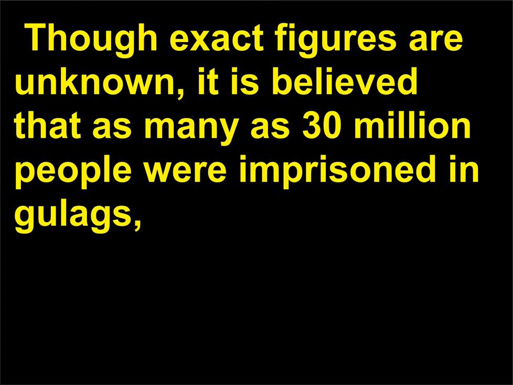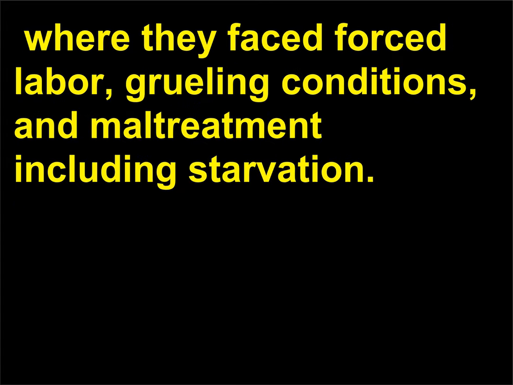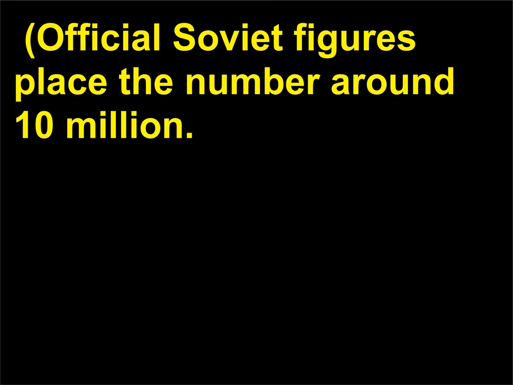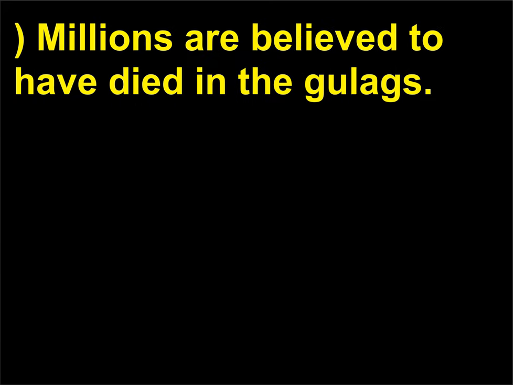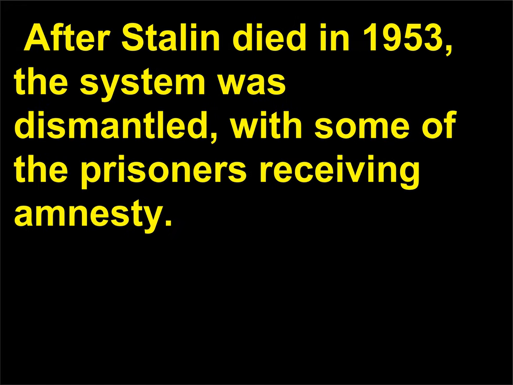Though exact figures are unknown, it is believed that as many as 30 million people were imprisoned in gulags, where they faced forced labor, grueling conditions, and maltreatment, including starvation. Official Soviet figures place the number around 10 million. Millions are believed to have died in the gulags. After Stalin died in 1953, the system was dismantled, with some of the prisoners receiving amnesty.